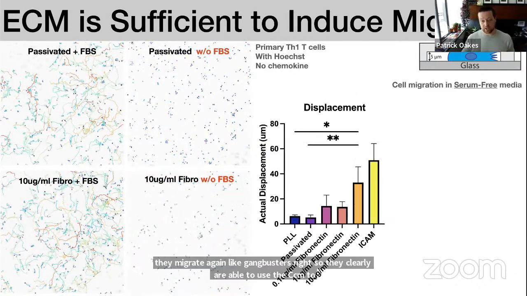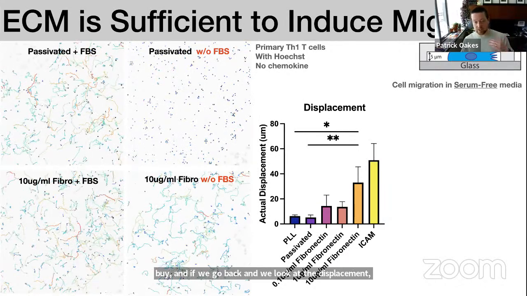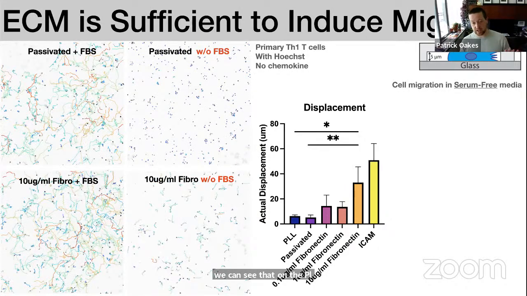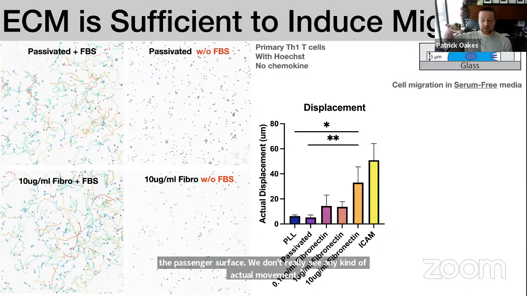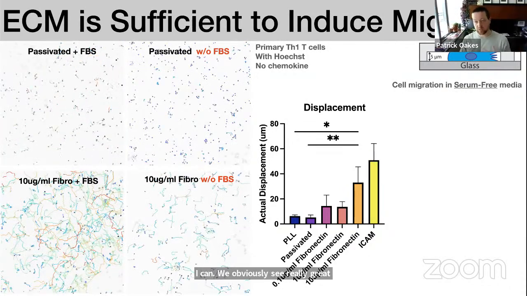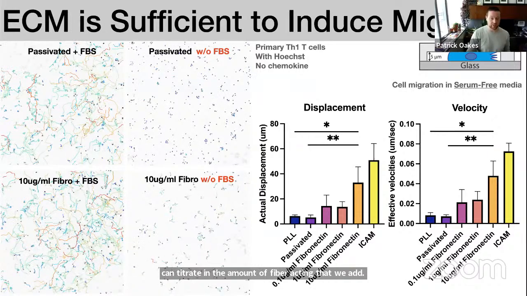And if we go back and we look at the displacement, we can see that on the PLL, on the passivated surface, we don't really see any kind of actual movement. ICAM, we obviously see really great motion, and then we can titrate in the amount of fibronectin that we add, and we can kind of dose this response. And the same thing with the velocity, we see this kind of slow increase.